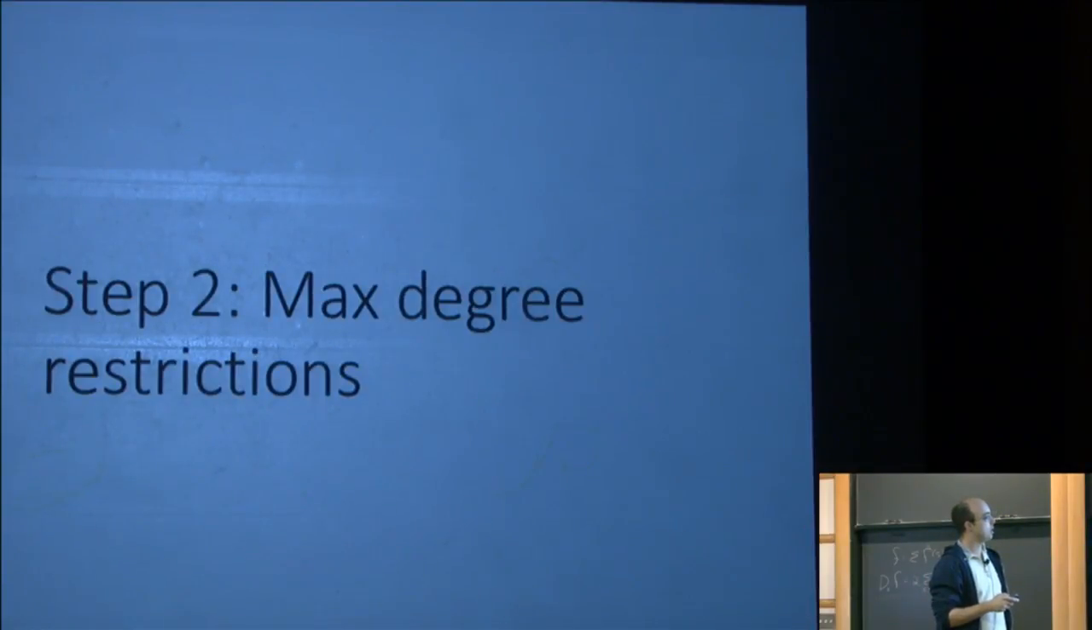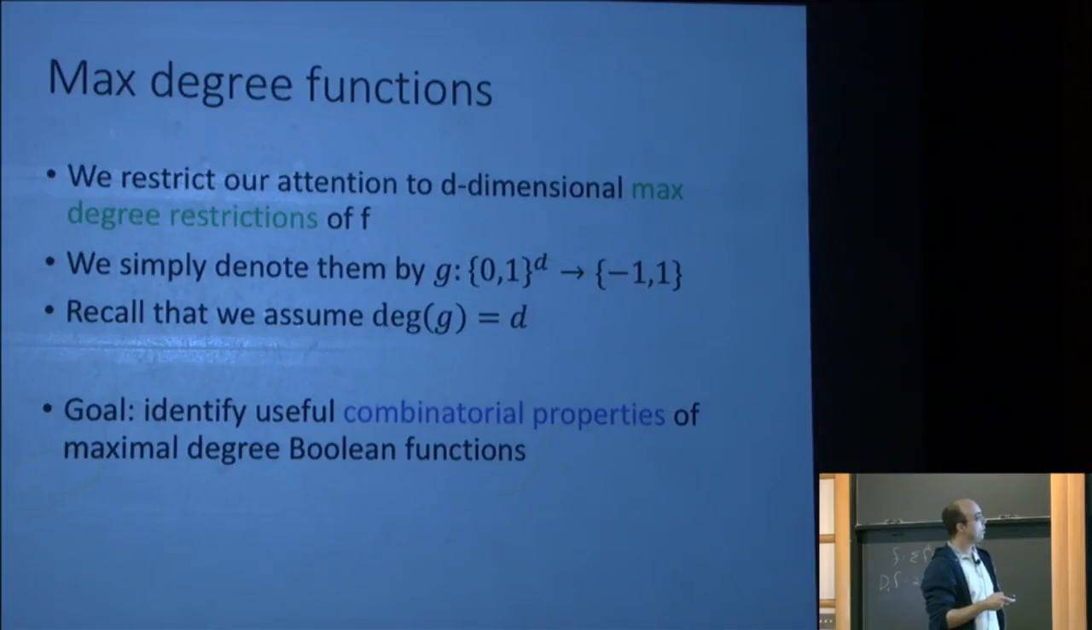So, max degree restrictions. It's a setup. We have some function on d bits that has maximal degree. Let me call this g. G comes from a restriction of my original function to a cube of dimension d. But I'll ignore this part now.